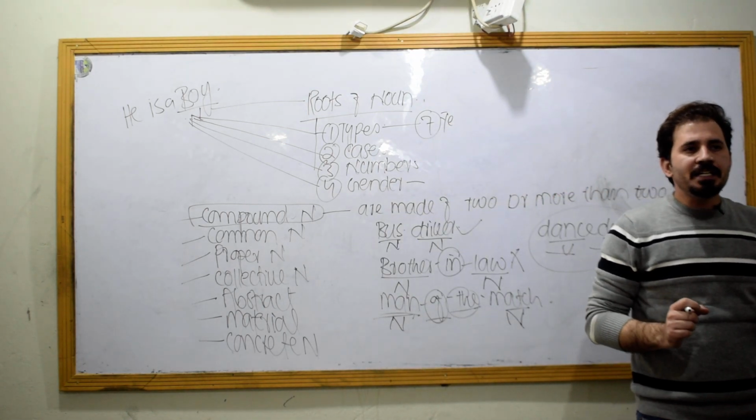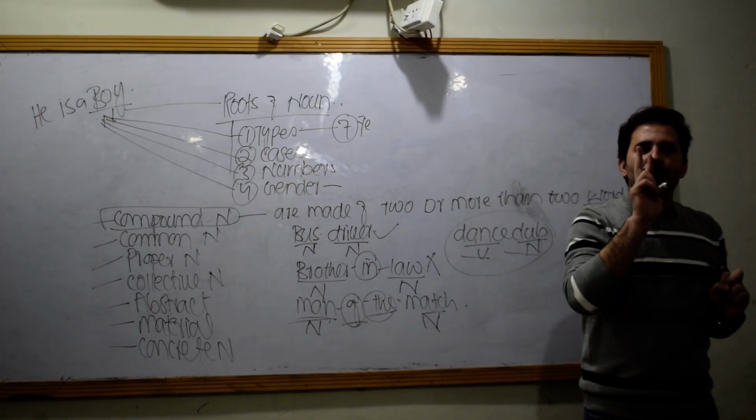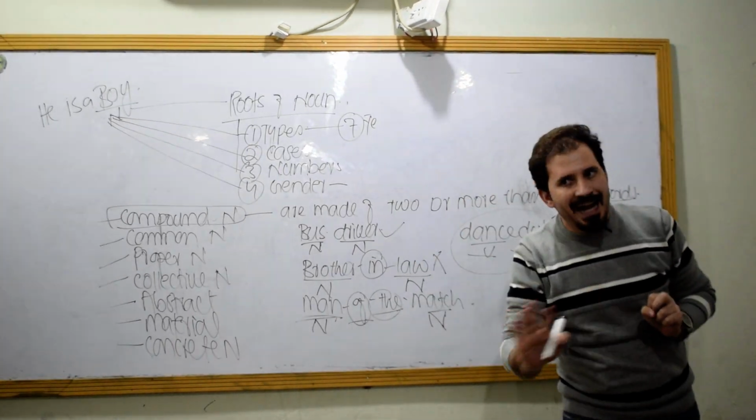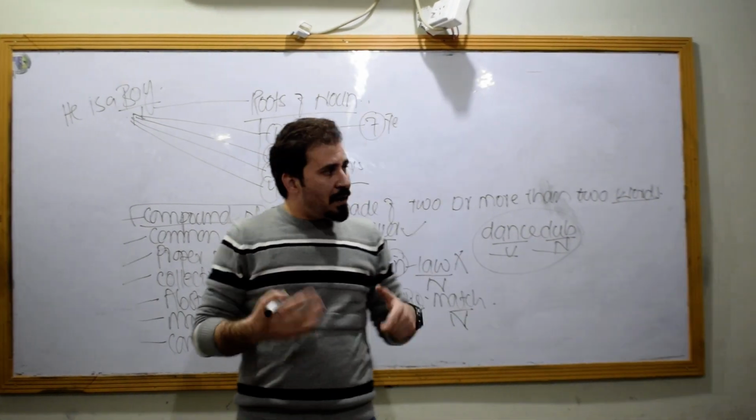Clear? How can we define it? A compound noun is made of two or more than two words, not nouns. Are you getting it? Clear? Yes. Then if you come towards compound nouns, clear?